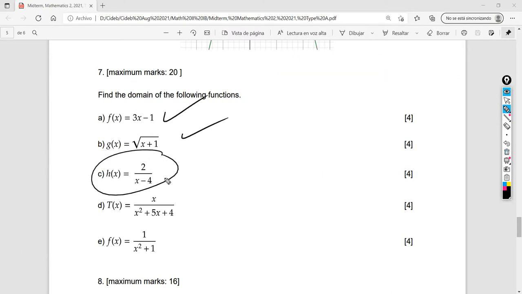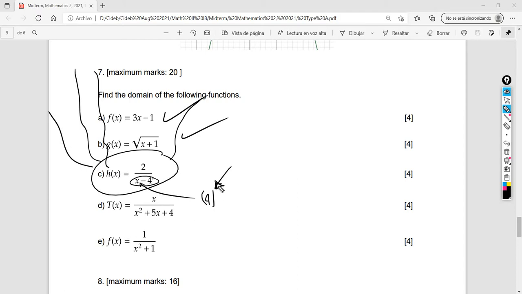Done. This one. Just by looking at it, you can see that we have the x in the denominator, so we run the risk of dividing over 0. And in fact, if x is 4, then all of this will be 0, and this will be exploding. So that's it. This is the only value that we should be aware of. So the domain of H is equal to all the real numbers except the number 4.